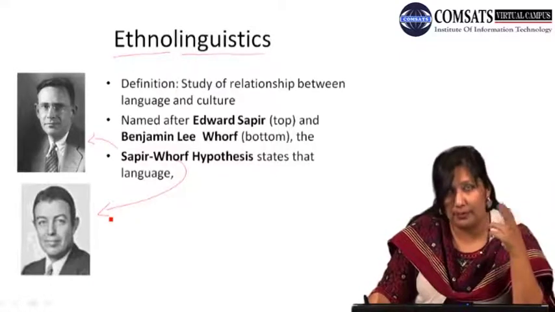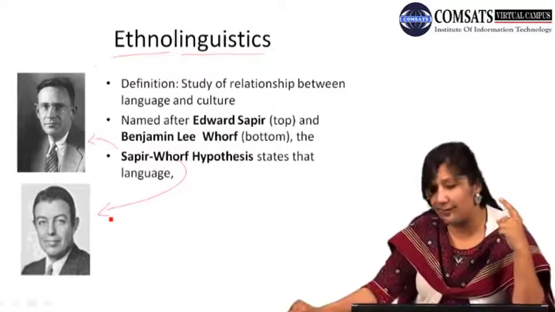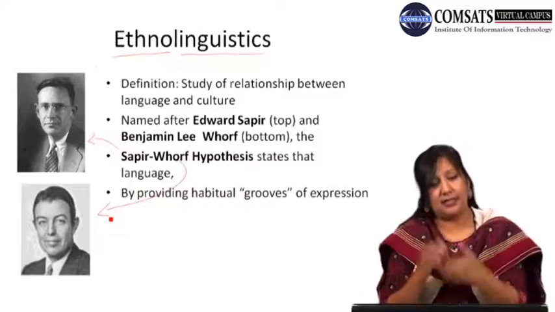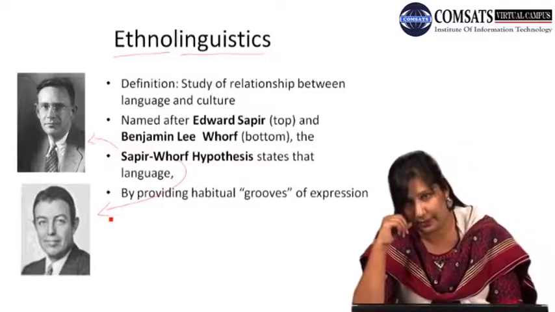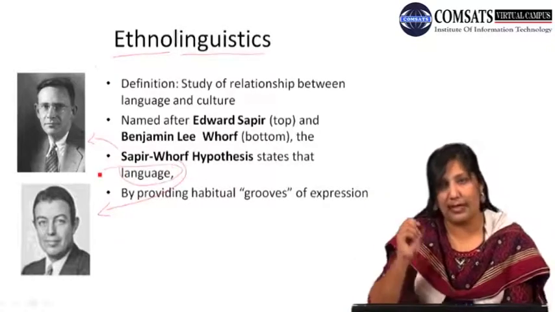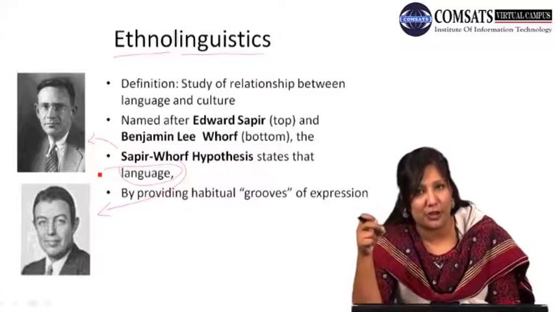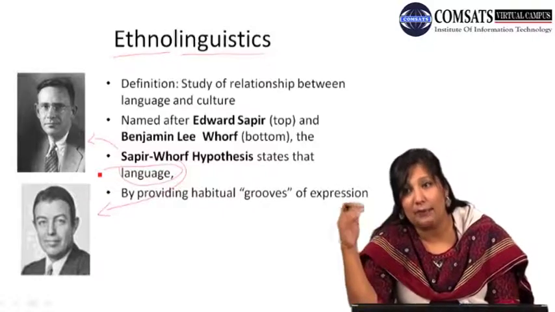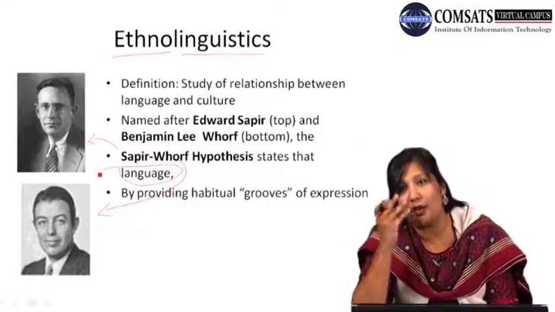Both of them, in collaboration with each other, gave one hypothesis. This Sapir-Whorf hypothesis was actually very, very famous. They say that language, the first important thing is language, by providing habitual grooves of expression, gives habitual compatibilities of expression, where through language people learn to express things.